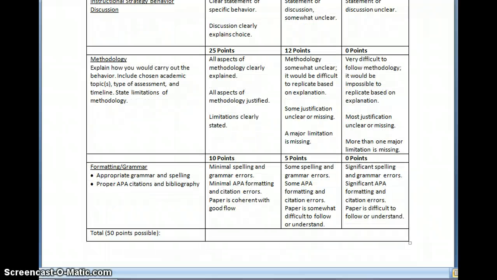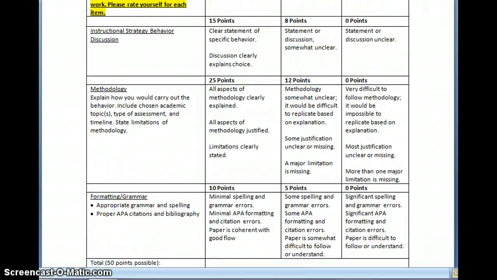And then the formatting and grammar is the same on all these rubrics. Minimal spelling and grammar, minimal APA formatting, and your paper's coherent with good flow. So those are the same for both of those. All right, so that's chapter 9 and 10. And again, you're just going to choose one, and whichever one you want is fine. So just pick one and have fun with it.